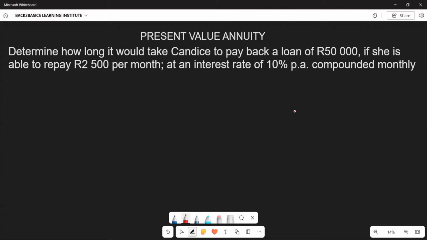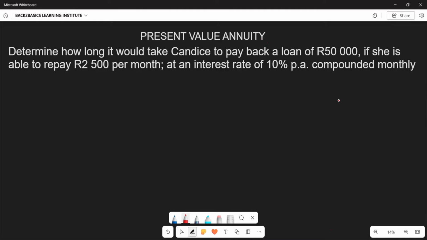Okay, all right. Now let's look at this question. They say determine how long it would take Candace to pay back a loan of 50,000 if she is able to repay 2,500 per month at an interest rate of 10% per annum compounded monthly.